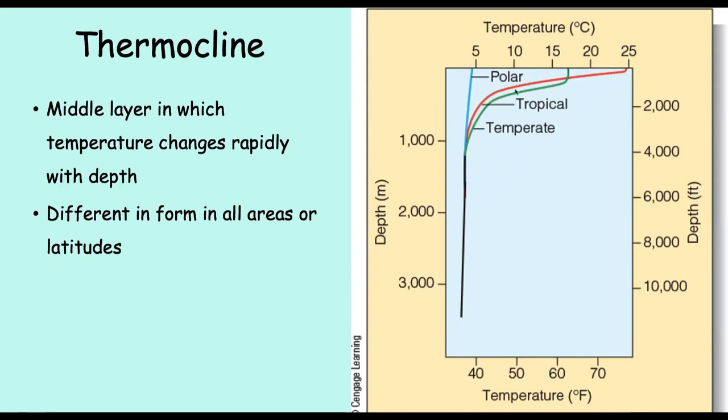The green line represents the thermocline in temperate regions. You can see that the very surface of the ocean has even temperature. It doesn't change. This is what we call the mixed layer. At a certain depth, there's no more mixed layer, and the temperature starts to drop until it becomes constant. The region where the temperature is changing is referred to as the thermocline.